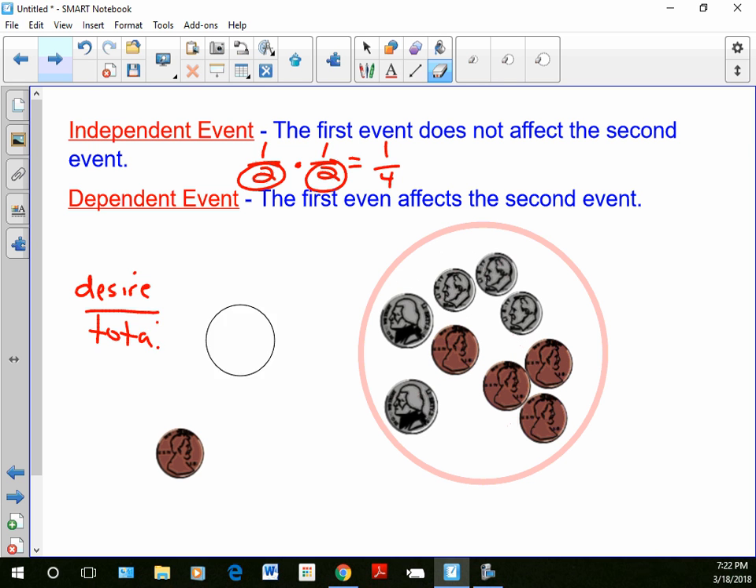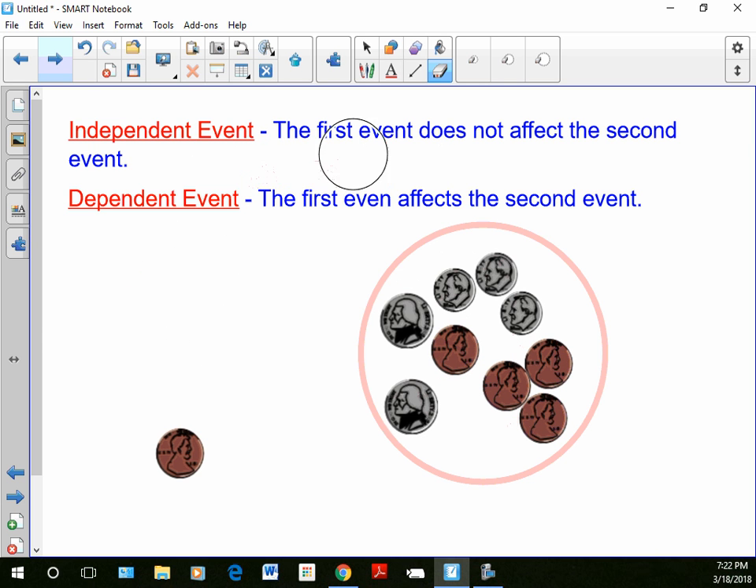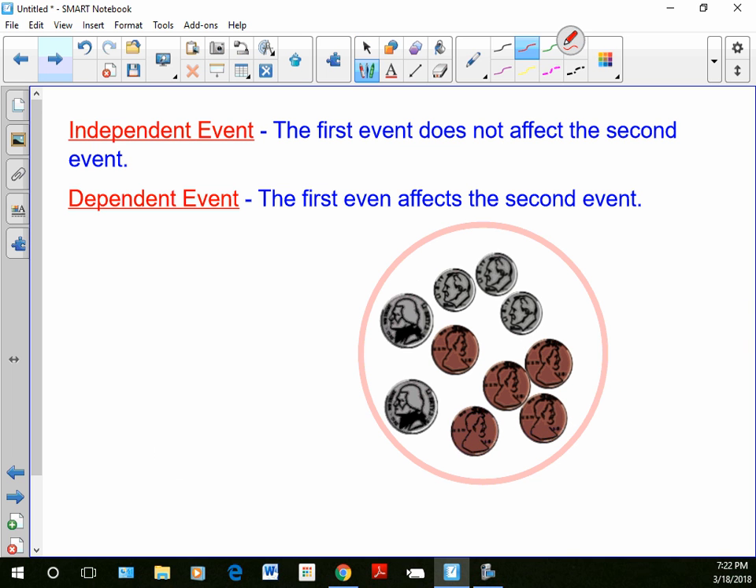Now this time, let's start all over again. Put the penny back. Let's try the same scenario. Let's say I want to pick a penny out of there again. Well, how many total coins are there? 10. How many total pennies are there, or desired outcomes? There's 5. So that's the first time.